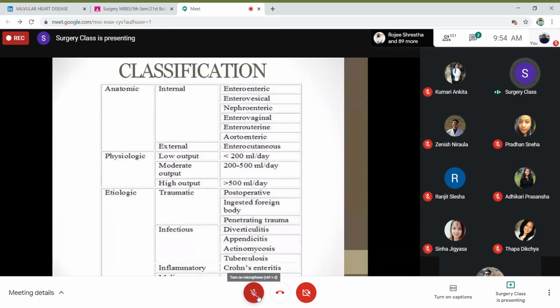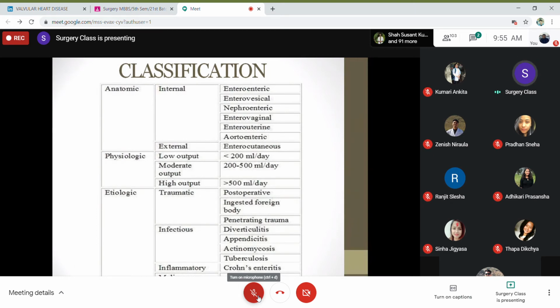If you classify enterocutaneous fistula, there are anatomical, physiological, and etiological classifications. In the anatomical classification, internal fistulas include enteroenteric fistula, enterovesical fistula, nephroenteric fistula, enterovaginal fistula, enterouterine fistula, and aortoenteric fistula. So these are the various types of internal fistula. External means enterocutaneous fistula. And in the physiological types, there are low, moderate, and high output fistulas.